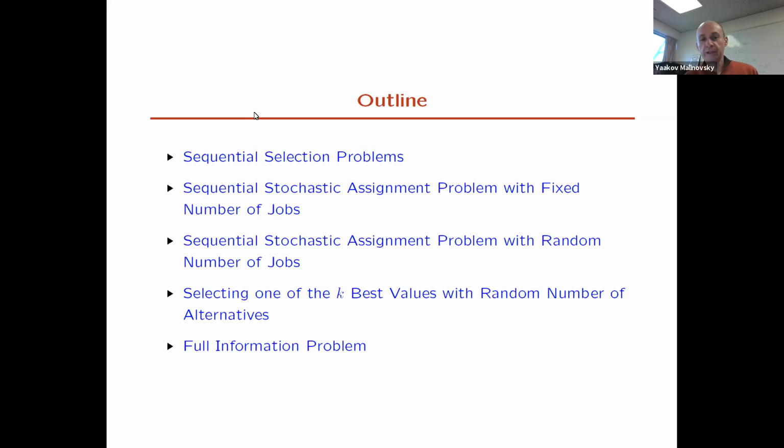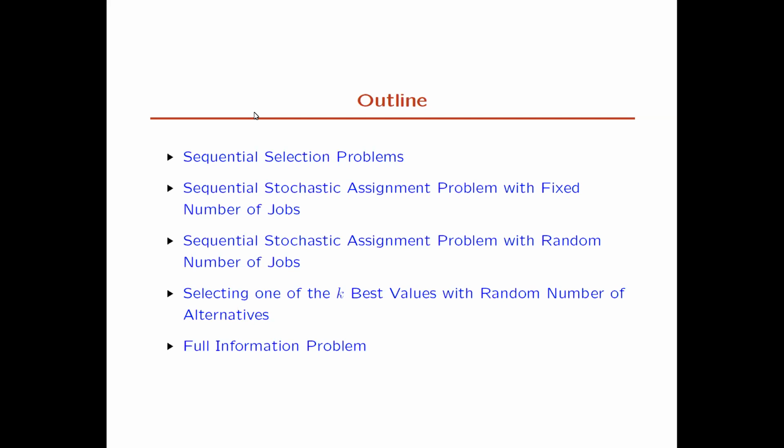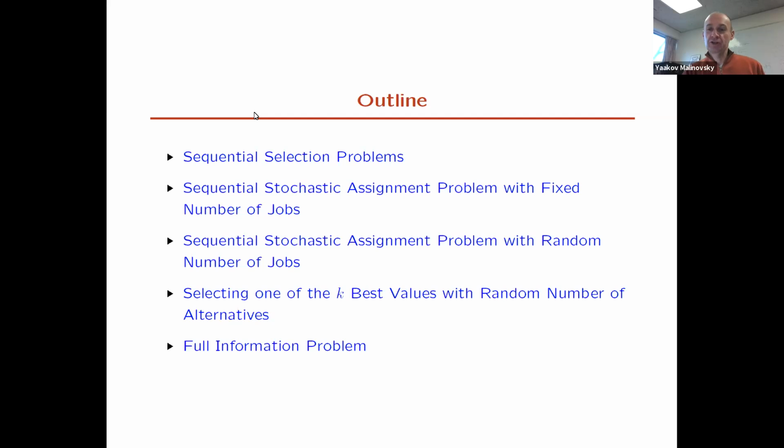What we're doing is proposing to solve a large class of sequential selection problems by a unified method. This unified method is based on the sequential stochastic assignment problem with a fixed number of jobs. We will reduce all problems of a particular class to this method. We would like to solve sequential problems with a fixed horizon, but we also would like to solve sequential problems with a random horizon.